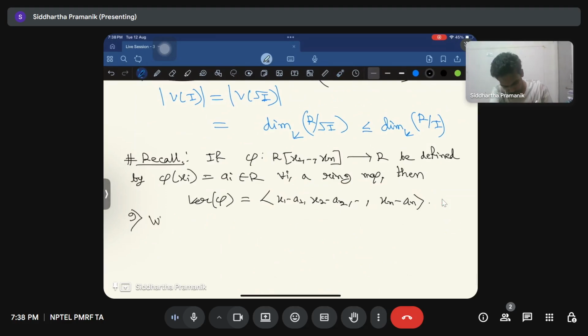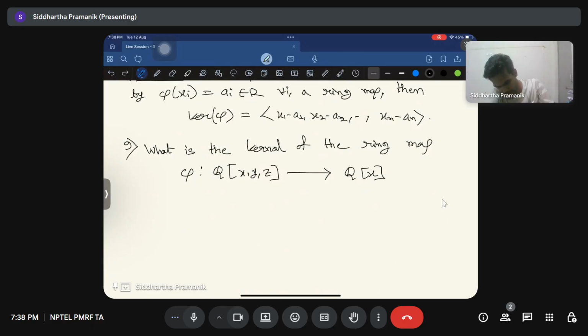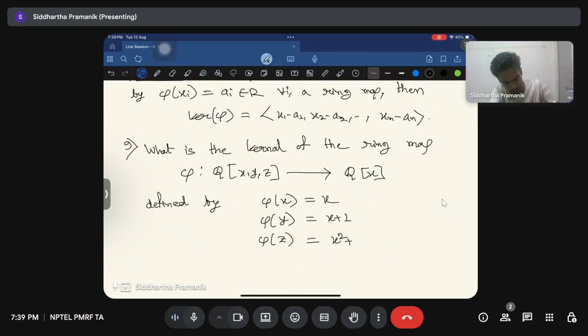So the problem is: what is the kernel of the ring map phi from Q[x, y, z] to Q[x], which is defined by phi of x equals x, phi of y equals x plus 1, phi of z equals x squared plus 1.